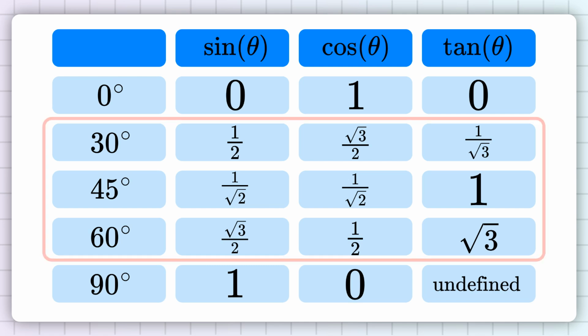Remember, all of these values in the middle of the table can be learned by memorizing the two triangles. If you can draw both of these triangles, then you can quickly calculate the exact values of sine, cos, and tan for these degree values. This is often easier than just memorizing all of these results and can reduce the chances of making an error.